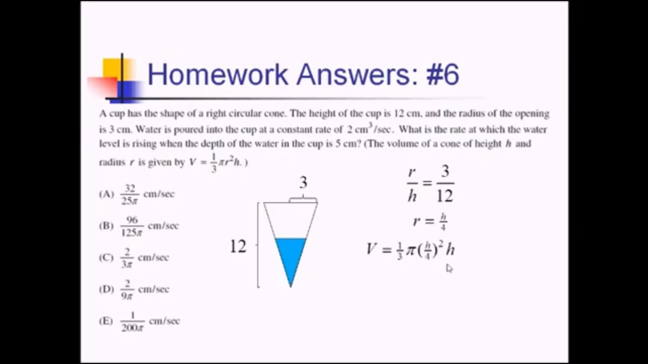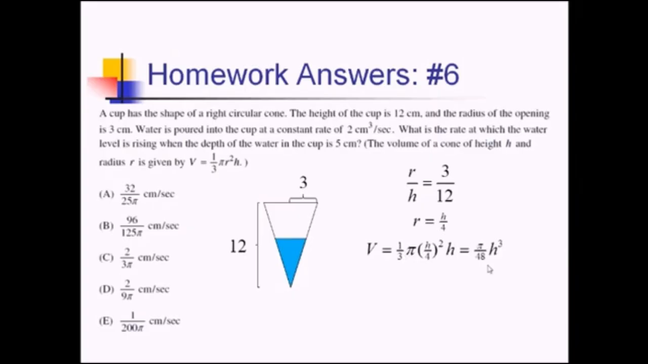And let's clean this up and simplify a little bit. So this is going to be h squared over 16. That's going to give me an h cubed, and 1/3 times 1/16 is 1 over 48, which we can put a pi on top of.